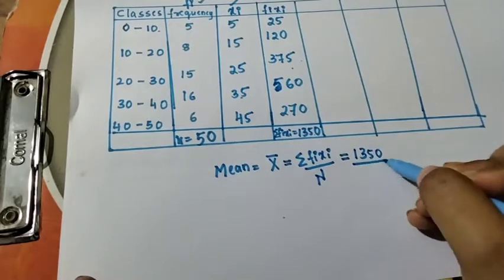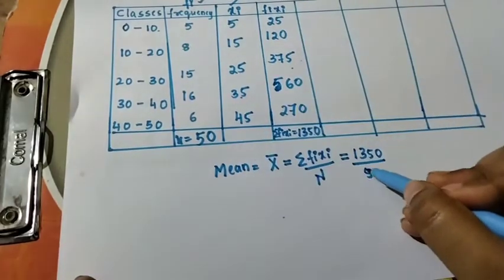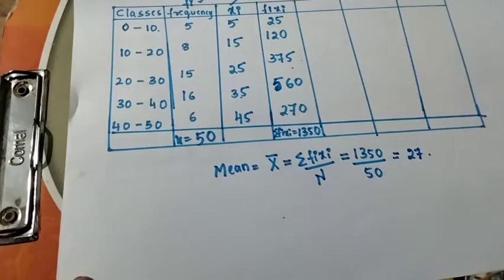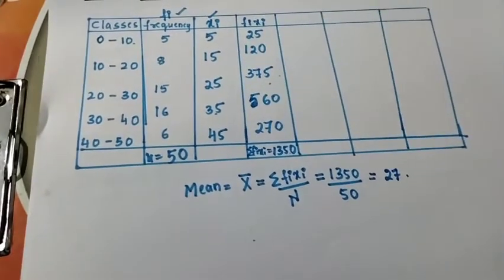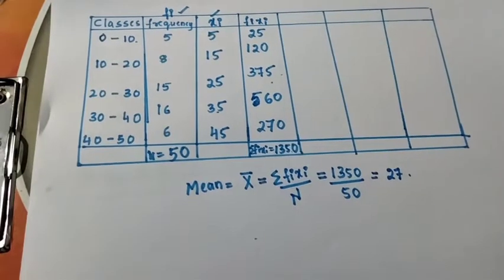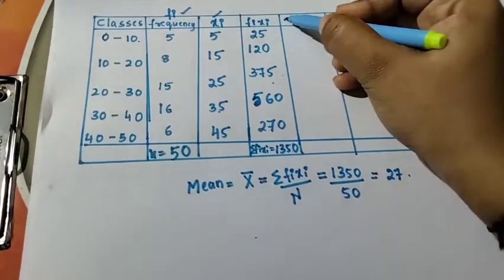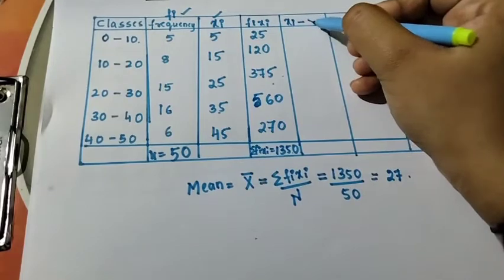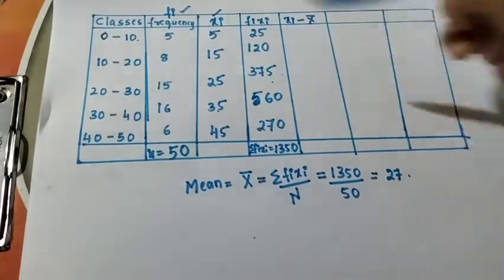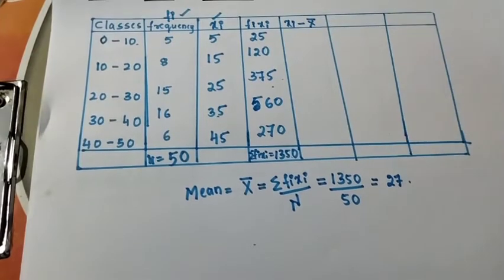1350 divided by n, whose value is 50, gives 27. So the x bar value is 27. The next column will be xi minus x bar.